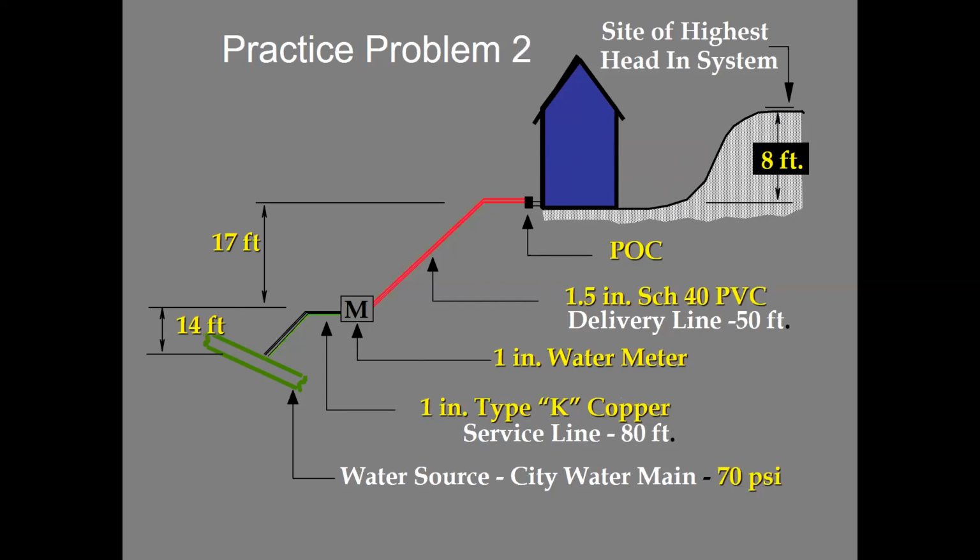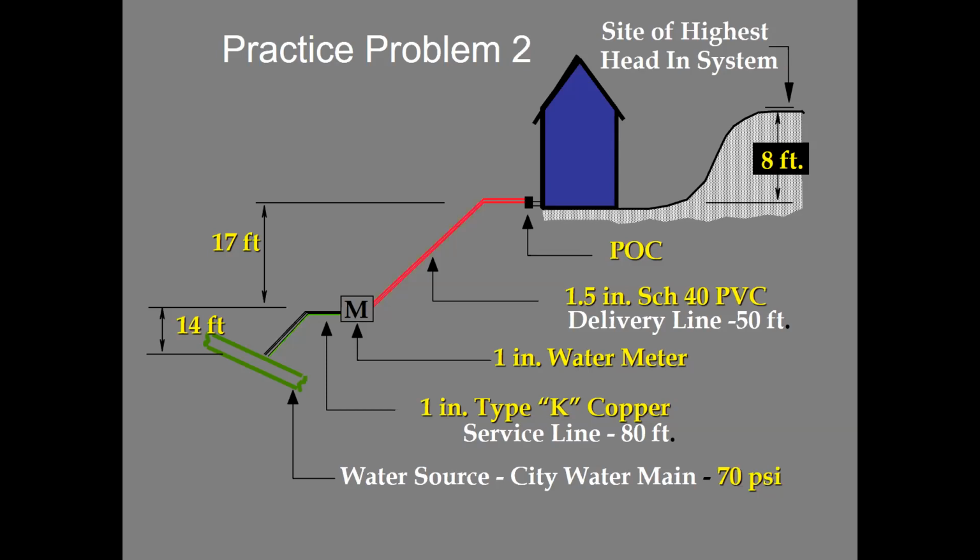All right, we're going to do one more, just to make sure you guys get this 100%. So step number 1 is our static pressure at our source. What is our static pressure at our source? 70 PSI.